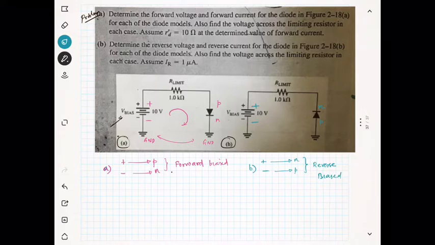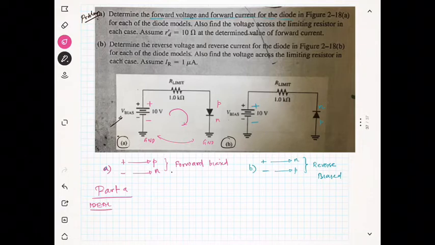Okay, so we will first start with question A. You have to determine the forward voltage and the current for the diode for each diode model. So first of all we will consider part A of the problem. So we will consider the ideal model first.